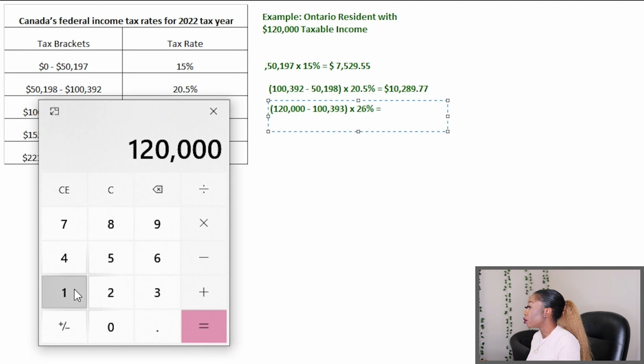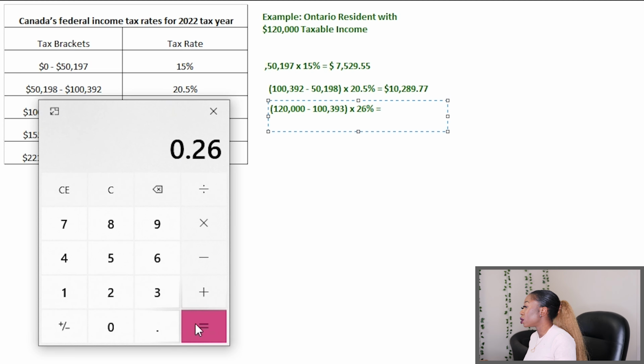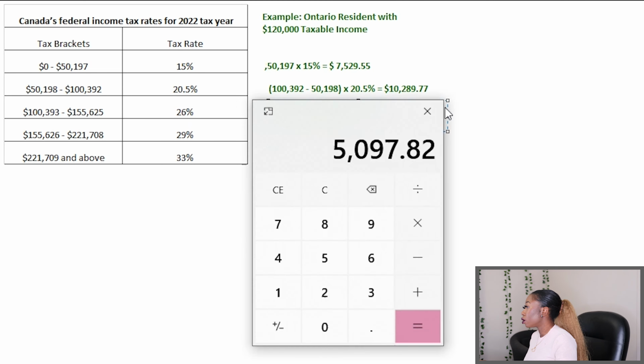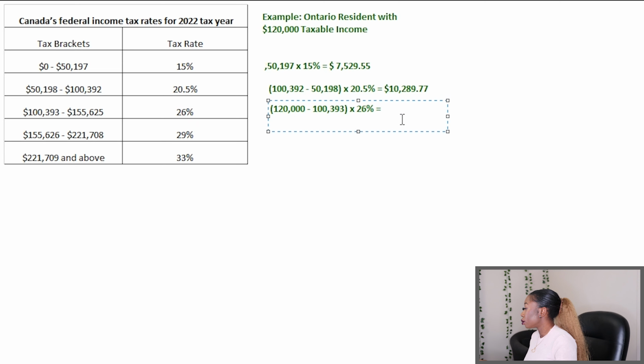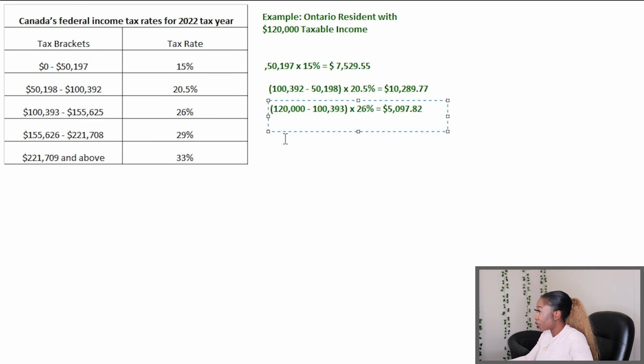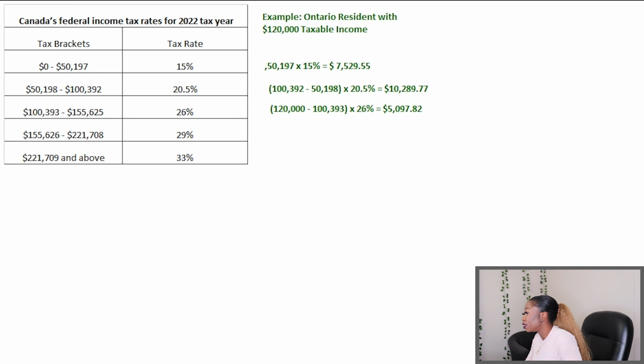So that would be 120,000 minus 100,393 multiplied by 0.26, and that would be $5,097.82.